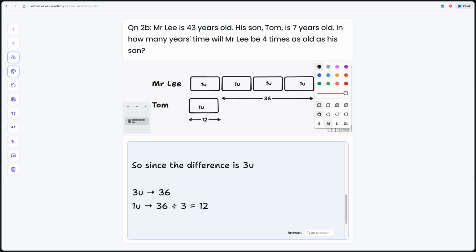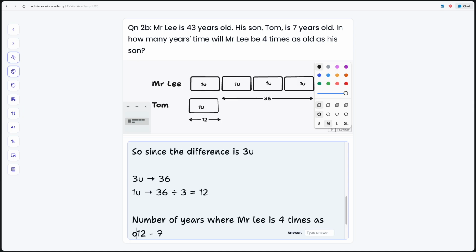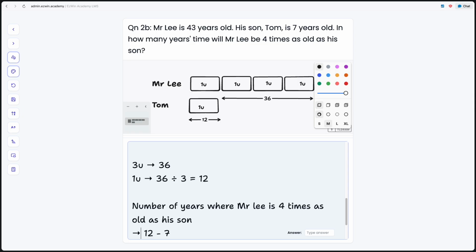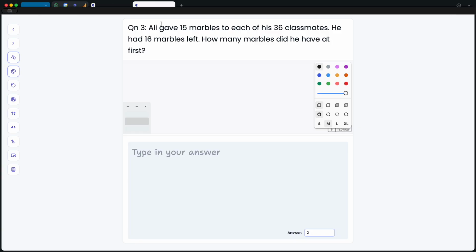So that means 12 minus 7. The number of years where Mr. Lee is 4 times as old as his son is basically 12 minus 7, which is in 5 years' time. There you go. So that's the answer. 5 years. All right. Let's move on to the next question. Question number 3.